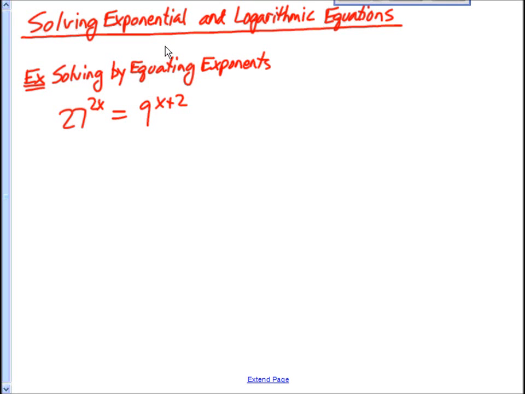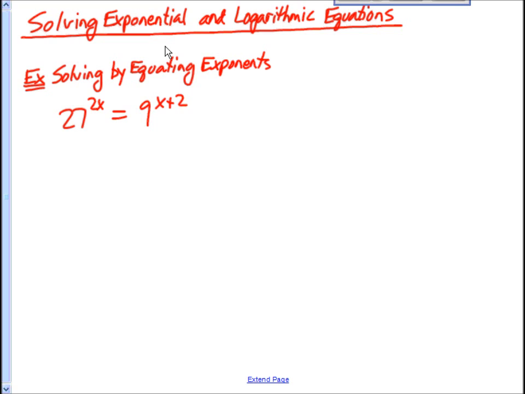Let's take a look at solving some exponential and logarithmic equations, now that we're familiar with exponential functions and logarithms. We're going to solve both exponential and logarithmic equations now, not just simplification. So let's look at some where you're solving by equating the exponents.